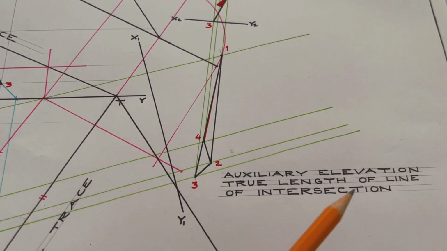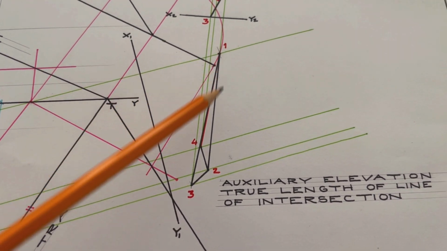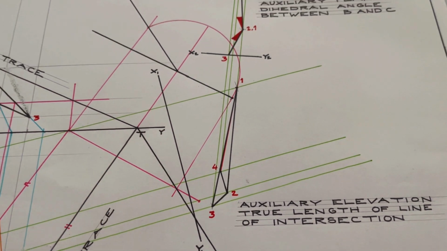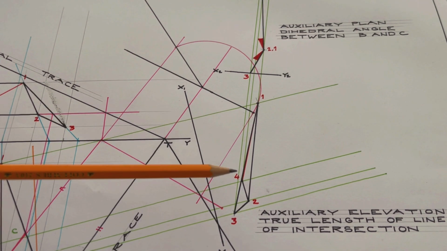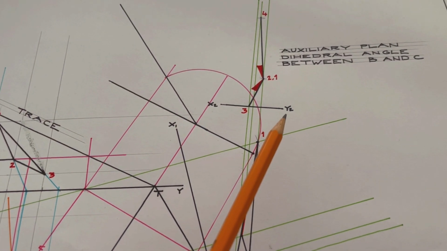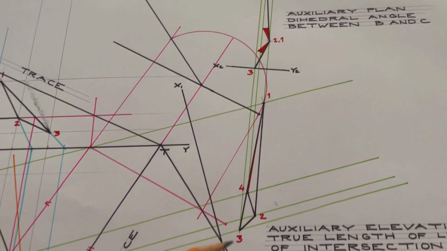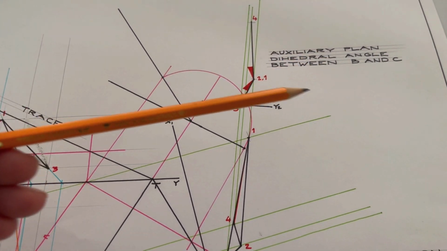So this is the auxiliary elevation, and it shows us the true length of the line 1, 2, which is the line of intersection. So then to get the dihedral angle, we extend on 1, 2, and we bring 4 and 3 up here parallel to it. You establish your baseline, your X2, Y2 line, and because this is an auxiliary elevation, when we project from that, we get an auxiliary plan.